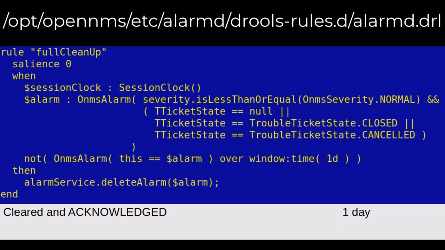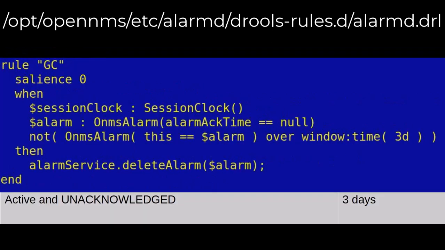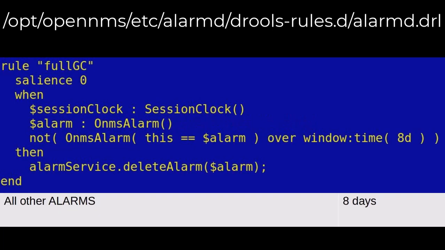acknowledged alarms. The rule GC looks for alarms that have not been acknowledged and for which the last event time was more than 3 days before the current evaluation time. If the evaluation holds, the alarm is deleted. The rule full GC looks for alarms for which the last event time was more than 8 days before the current evaluation time. If the evaluation holds, the alarm is deleted.